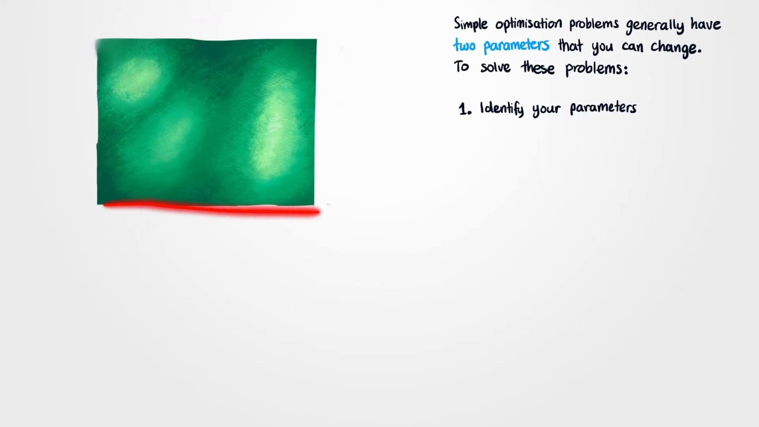Now for starters, basically any optimization problem that's even the slightest bit interesting is going to have at least two variables. Okay, so these variables are your parameters, and the first step is always going to be to actually identify what your parameters are. Okay, so I haven't told you what we're actually trying to optimize on this mountain here, but I want you to understand that we can control where we are in this direction and where we are in this direction. I'm going to call this direction U, and I'm going to call this direction V.